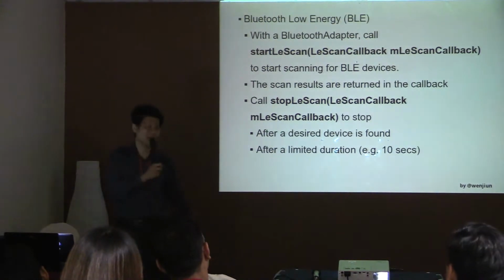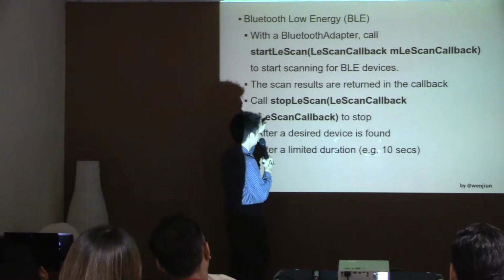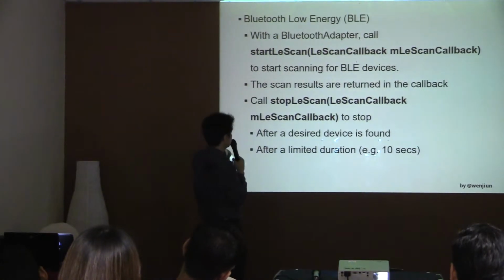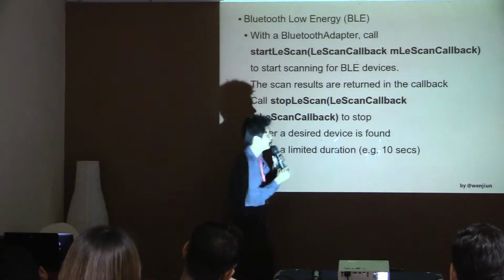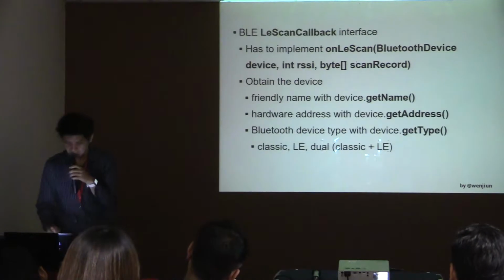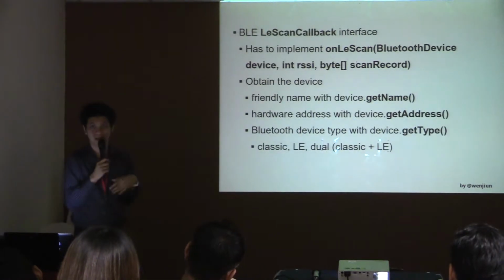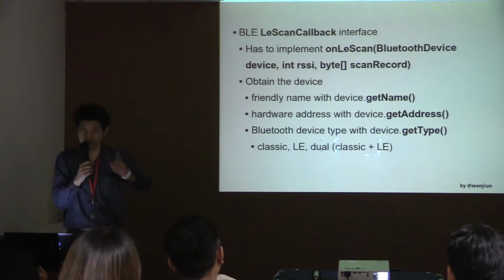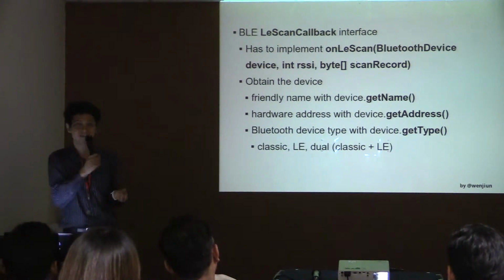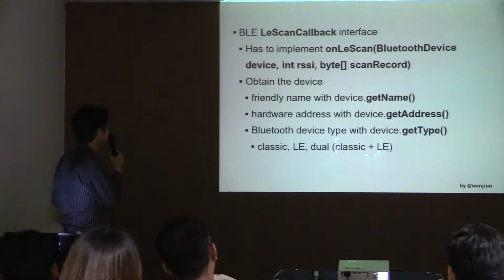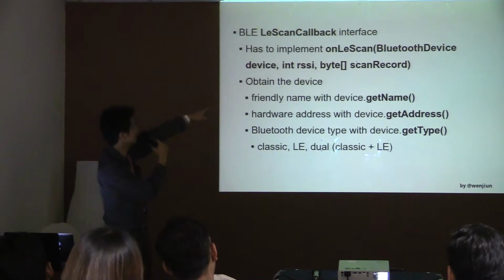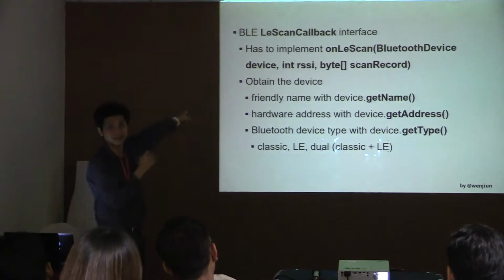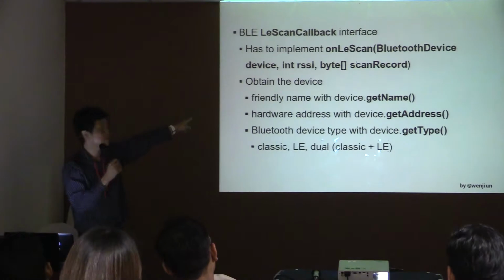Okay? So after this finishes, this callback will receive all the devices. You only need one callback, which is the next one. So this is in the callback. And in this callback, in the interface, there is one method that will be called whenever there is a device discovered. You see, it will return a Bluetooth device, the signal strength, and the scan record.